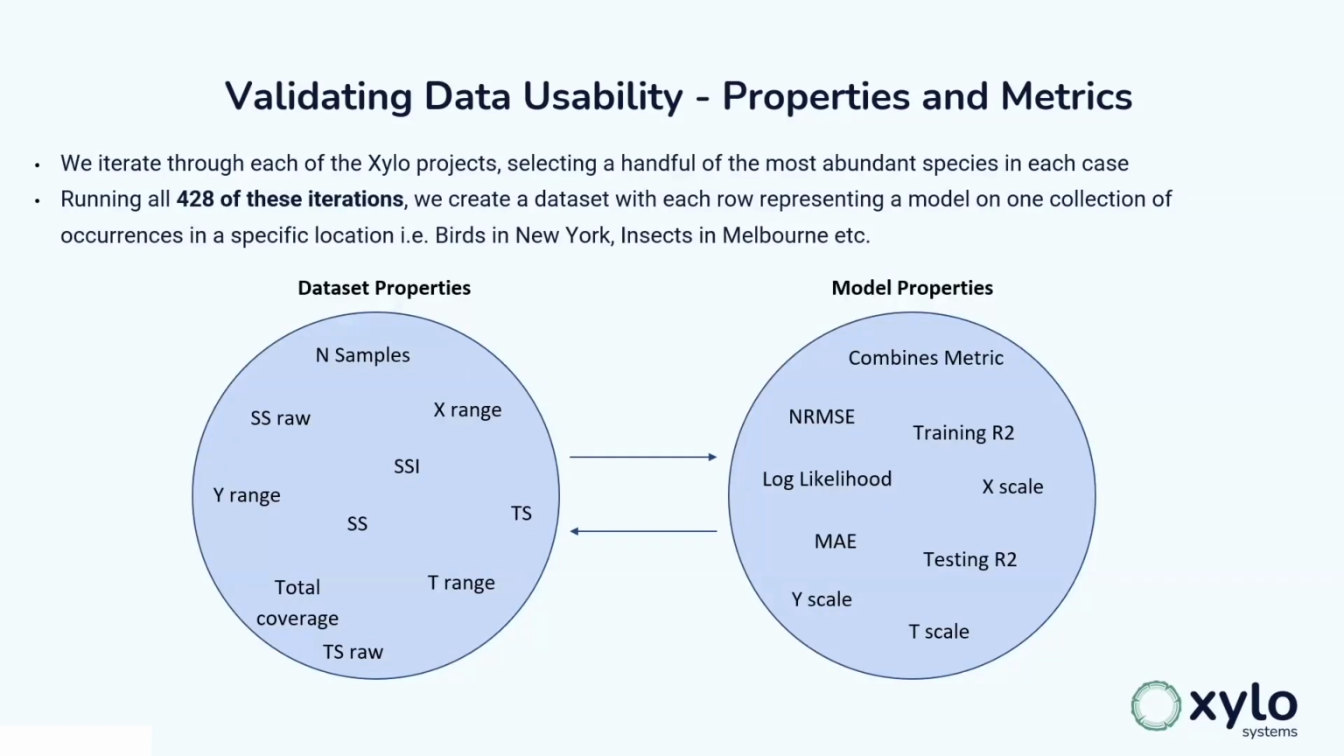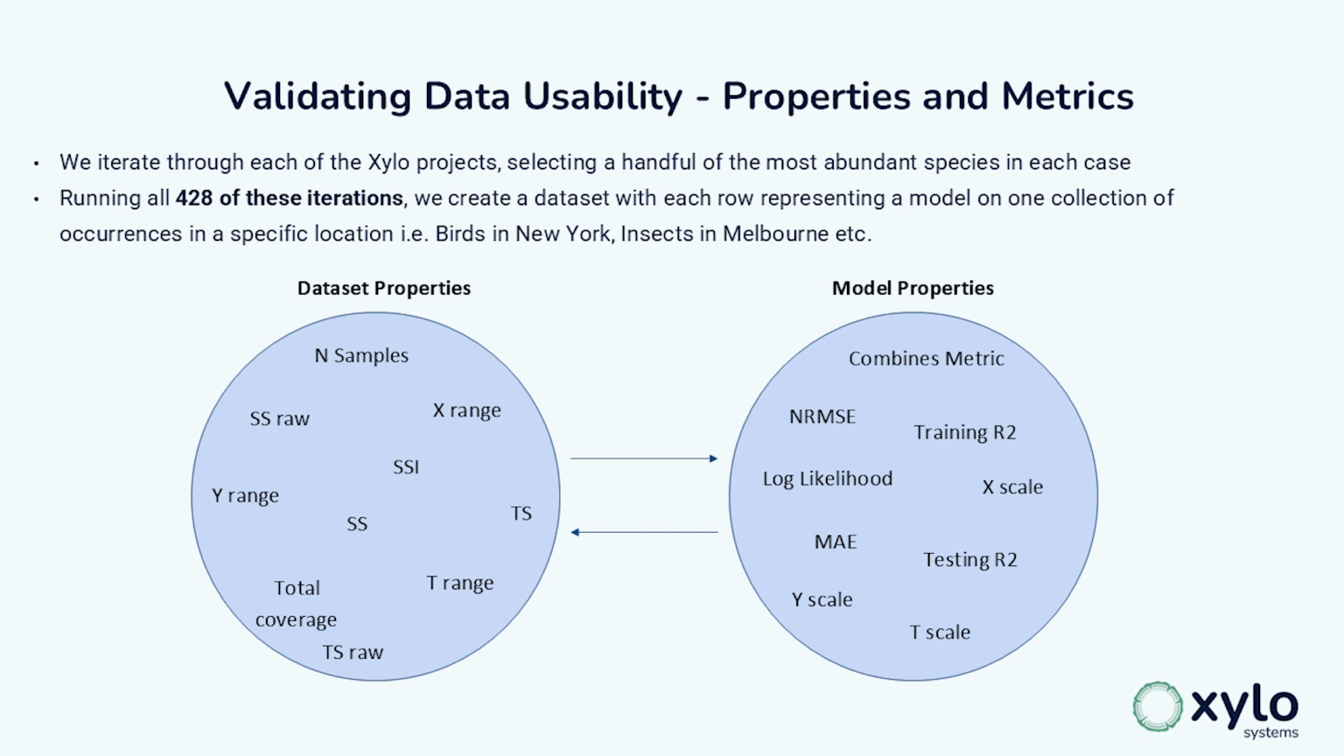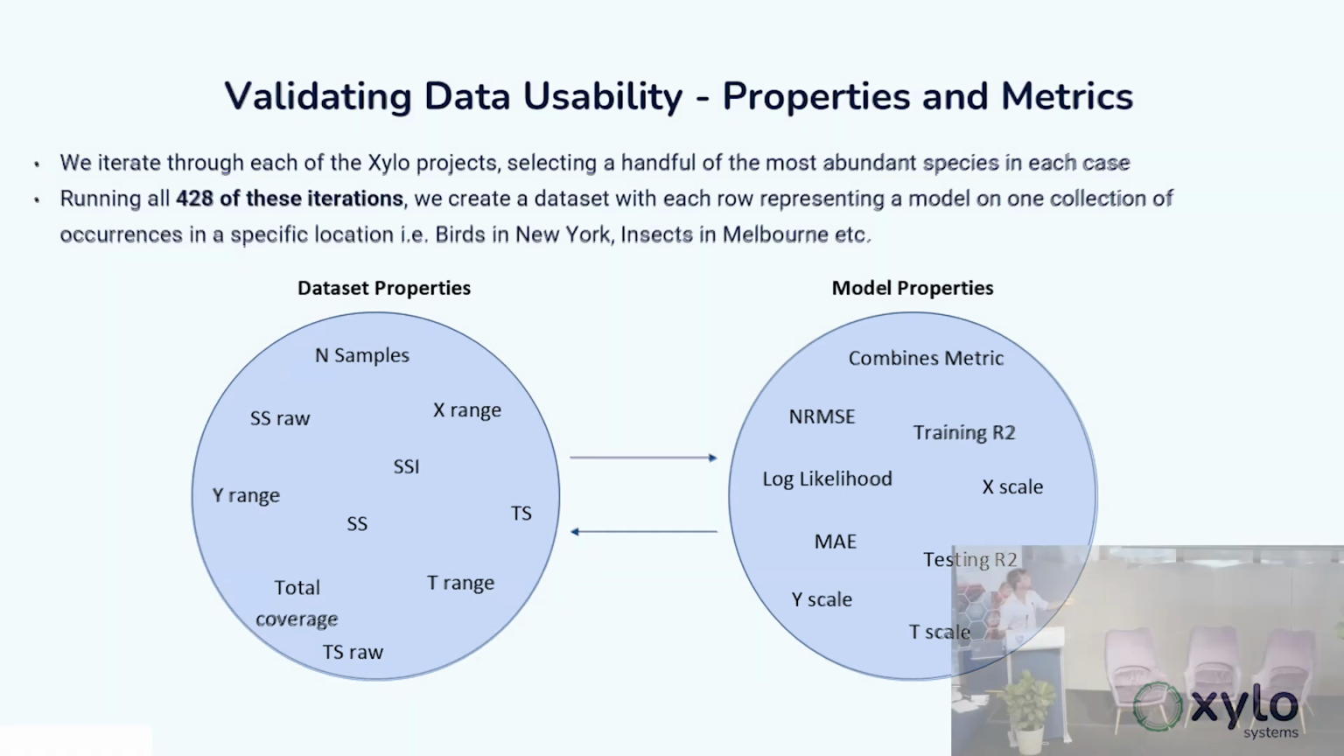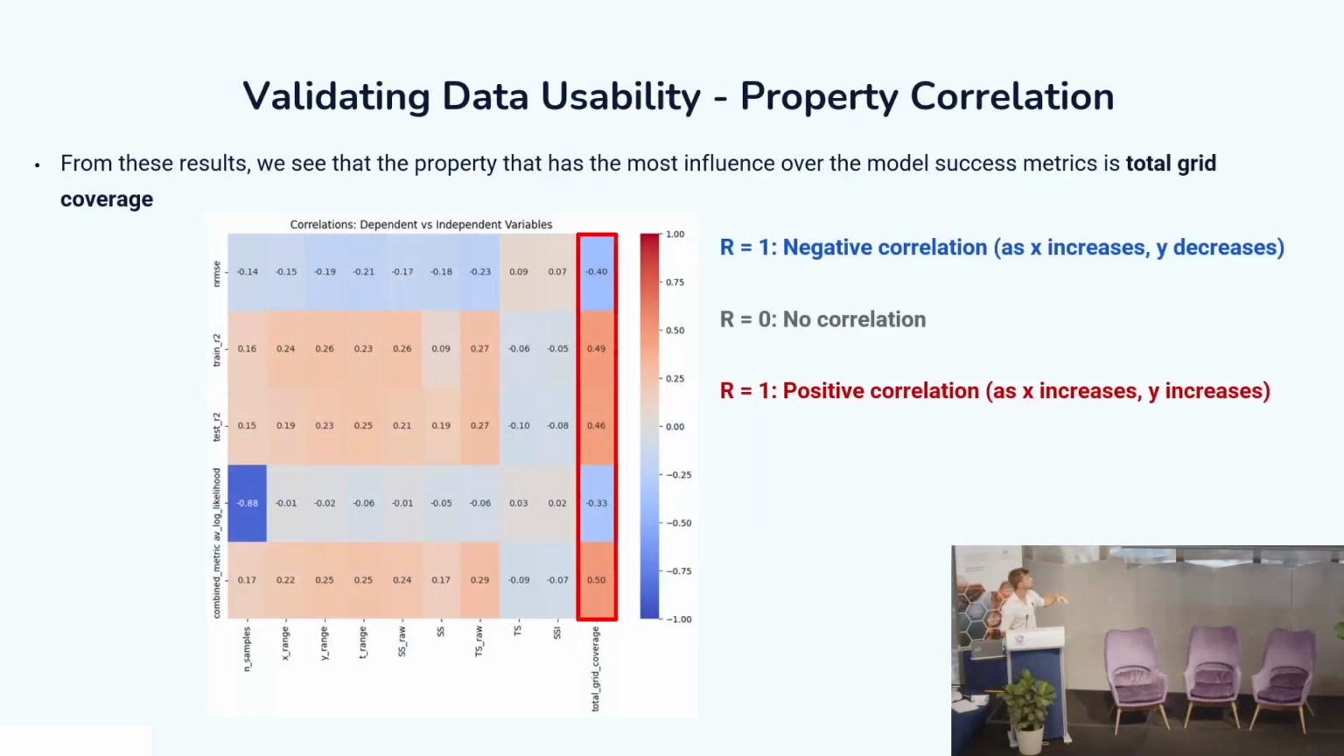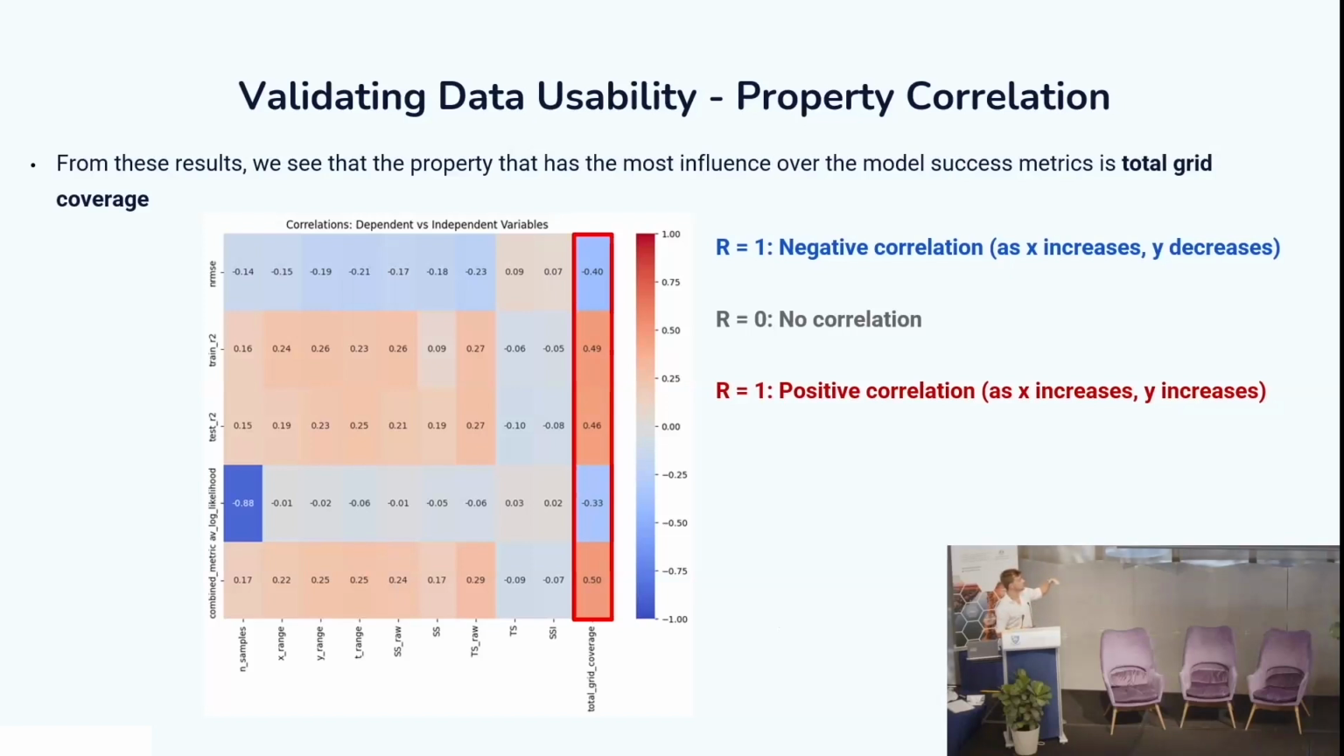On the left here, we have all the properties of the data. And on the right, we have the properties of the model, the success indices of the model. Ideally, we want to be able to look at a data set and decide whether it's useful or not before actually running the model. So I ran 428 different data sets with different properties, ran the model on each of those, and we came up with this correlation matrix. As you can see, total grid coverage, which is the percentage of grid cells that are occupied, is the most correlated with the success of the model, so of the data set.